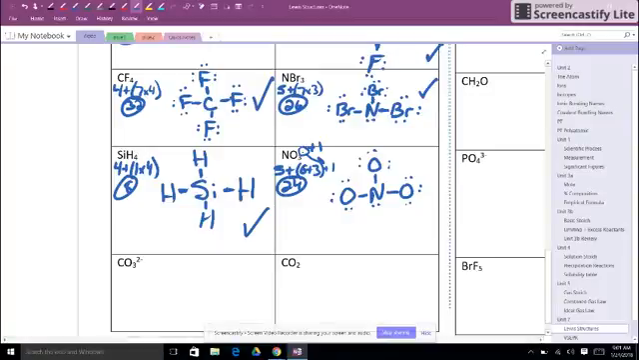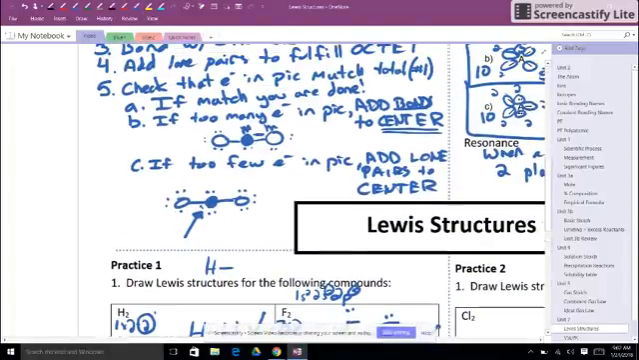2, 4, 6, 8, 10, 12, 14, 16, 18, 20, 22, 24, 26. Okay, so this is the first example of the electrons in our picture not matching the number we have available. So this would not be possible. So at this point, we need to look back up at the instructions.